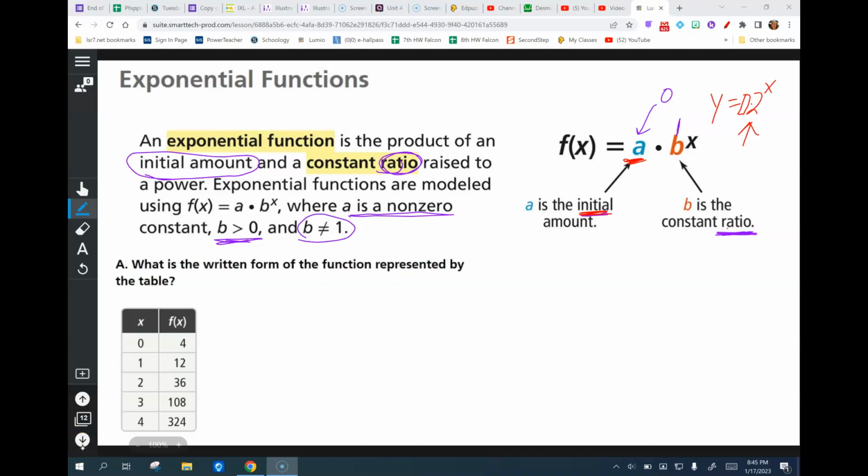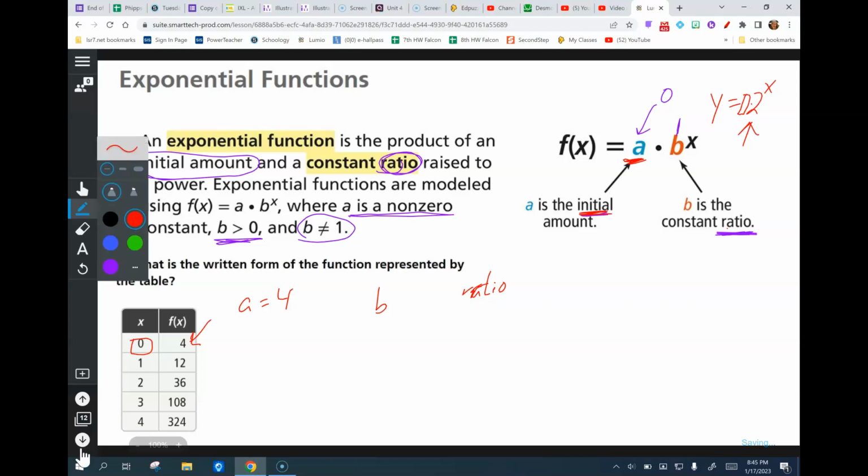So with these, what we need to understand is your initial amount is going to be when x is equal to 0. Okay, so when x is equal to 0, this will be your initial amount. So here, a is equal to 4. Now to find b, we have to find a ratio. Now to find the ratio, it's really easy. We just go from one term to the next. So what is this going up by? What do I do to 4 to get 12?